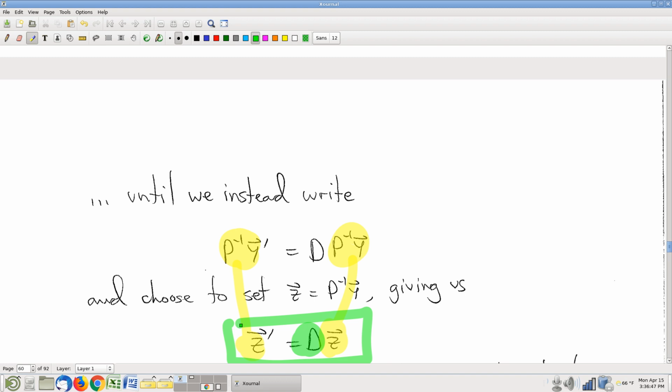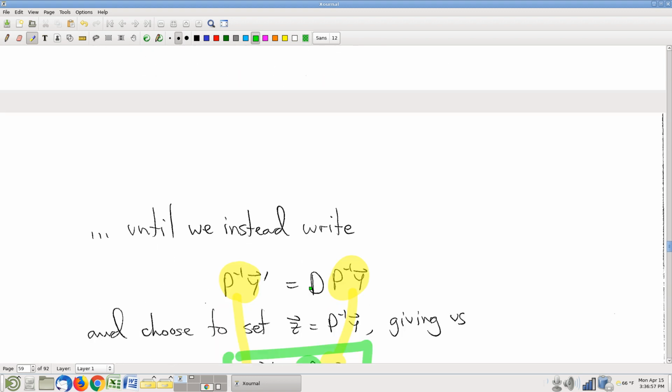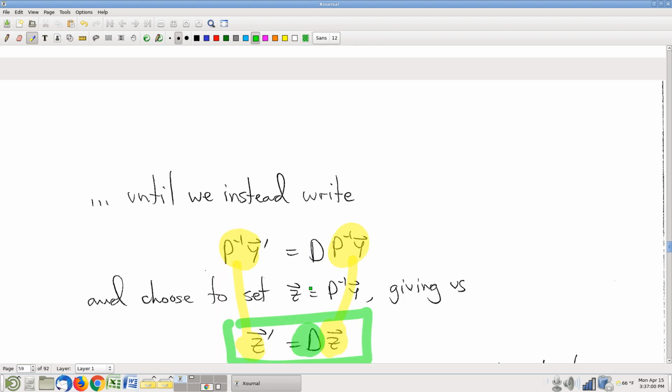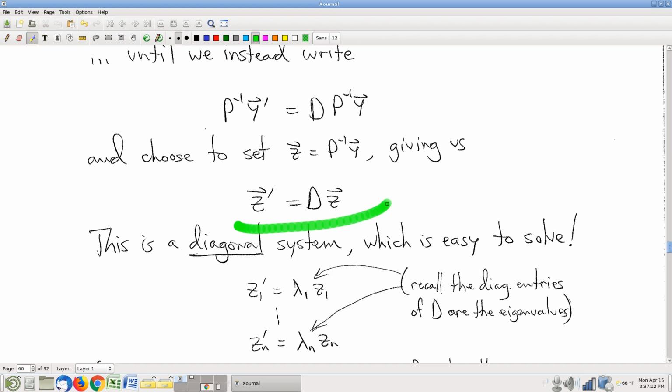Does everybody see what happened? It's explicitly the fact that we have a conjugation here that allows us to pull this move, do a substitution, and result in a diagonal system. All right, who cares? So this matrix is diagonal. Don't forget this vector notation for a system of equations.